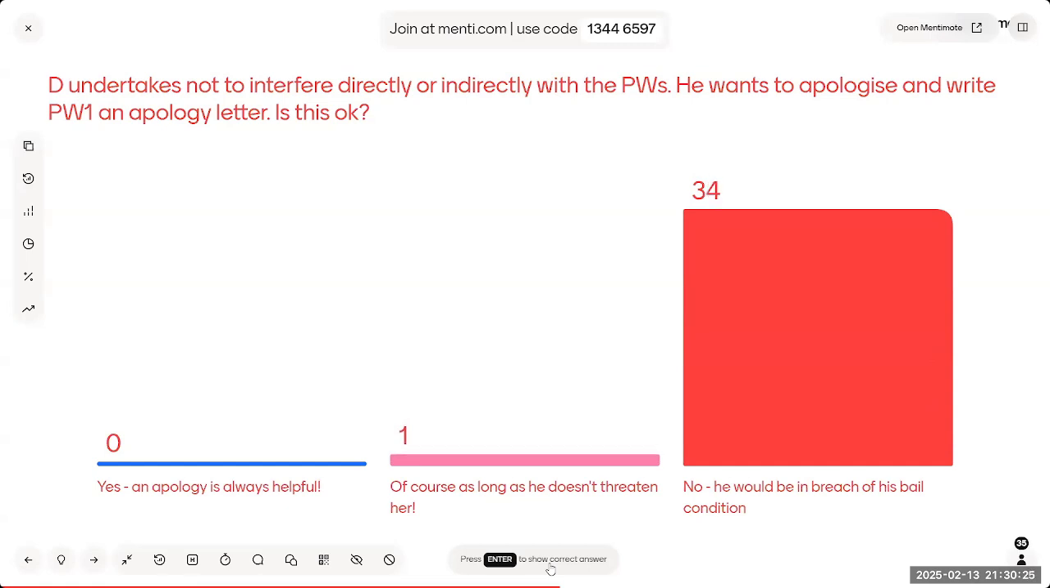But if he's been convicted, in mitigation, you can offer his apology when you're mitigating for sentence, right? It's a mitigating factor.